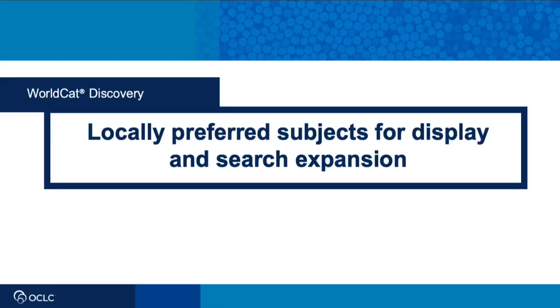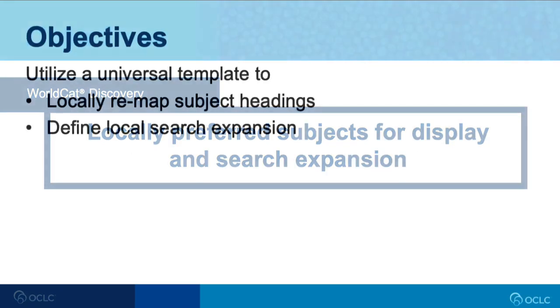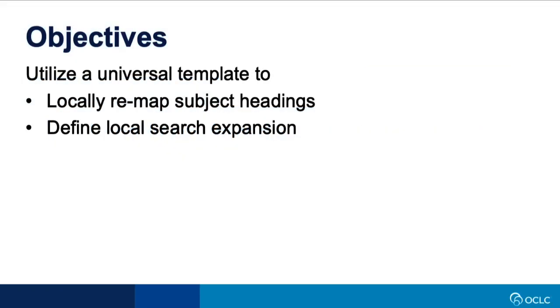Hello, and welcome to this overview of locally preferred subjects for display and expansions in WorldCat Discovery. In this video, we'll see how to locally remap subject headings to display more inclusive language in the WorldCat Discovery interface. Then, we'll see how to define local search expansions to ensure the most relevant results are returned for users.